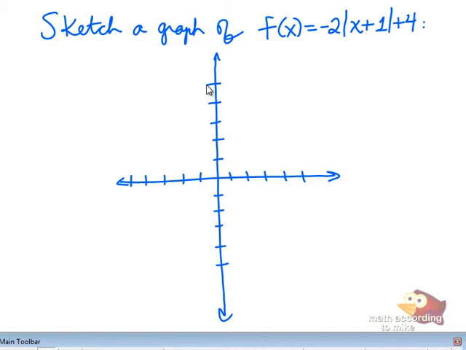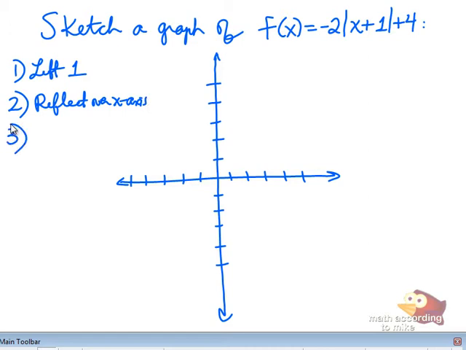So working inside out, let's apply the x plus 1. What does that say to do to the graph? How many units? Left 1. Good. Someone else? Let's work with the negative 2. What does the negative say to do on that 2? How? Good. And what does the 2 say to do, someone else? So you're multiplying the function by 2. Stretch vertically by 2. Good. And the last step, move up 4.